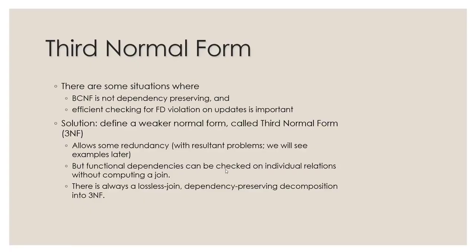Okay, so 3NF, or third normal form, is useful because sometimes BCNF does not guarantee a dependency-preserving decomposition. It is efficient for checking for these violations on updates, which are more important. So we need to define a weaker form. BCNF is pretty hard to achieve, and it doesn't guarantee that it's going to be dependency preserving. Because of that, we sometimes choose to use a weaker form, which we call 3NF, third normal form.